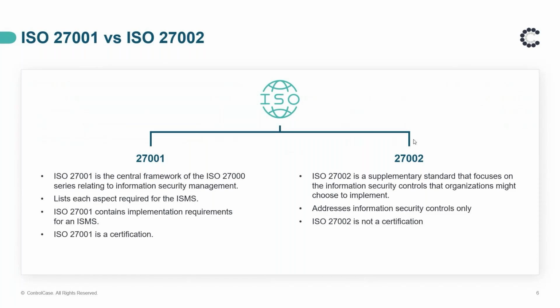27001 not only lists security controls, it also covers all aspects of the ISMS. 27002 is basically just addressing security controls. So all security controls that are listed in 27001, 27002 will give you guidelines on how to implement those in your organization. Now, 27001 is a certification. So an MSP or your client can get certified towards this standard by a certification body like ControlCase. ISO 27002, however, is not a certification, right? It is something you adapt to meet 27001 requirements.